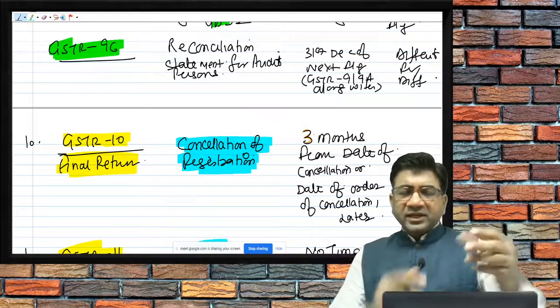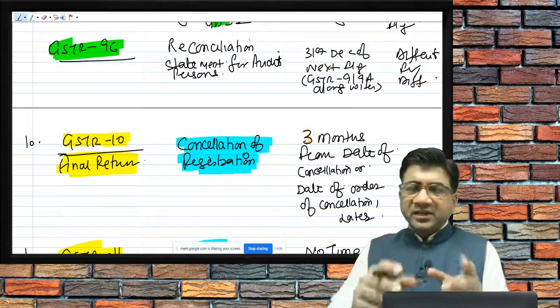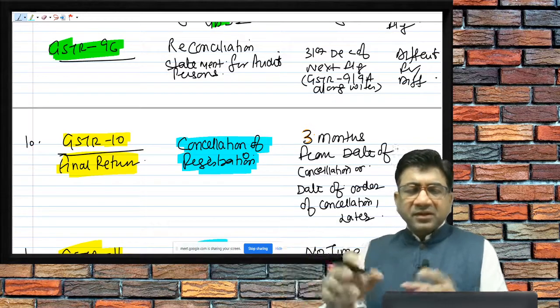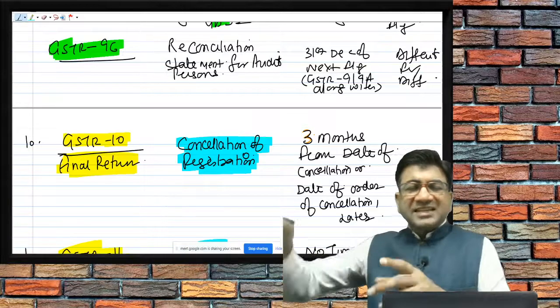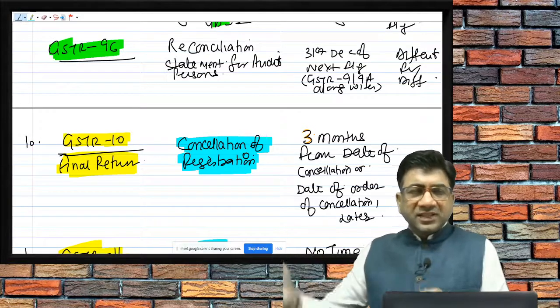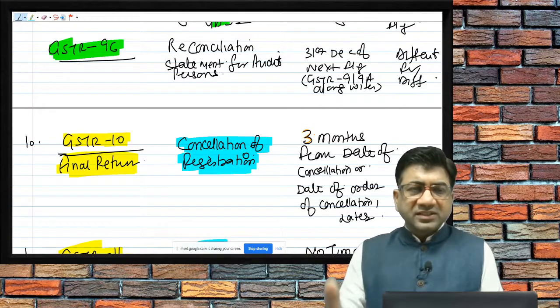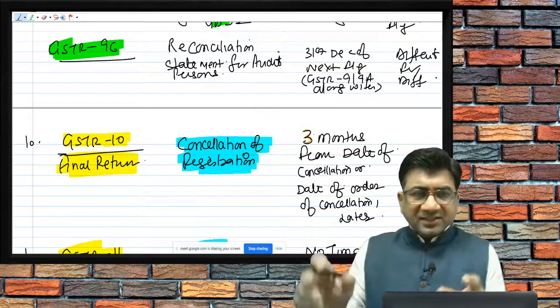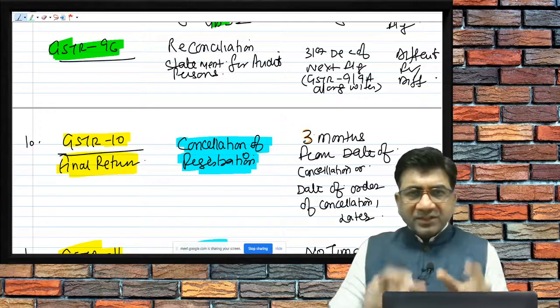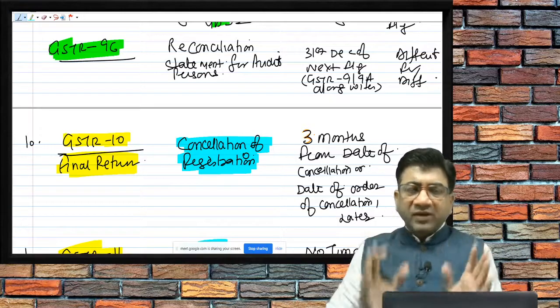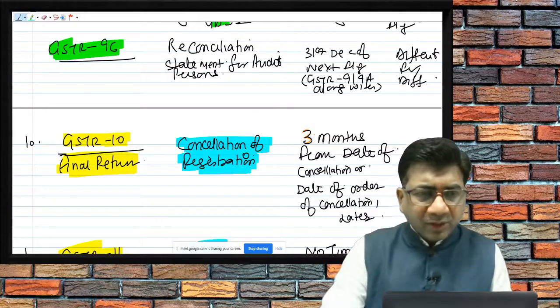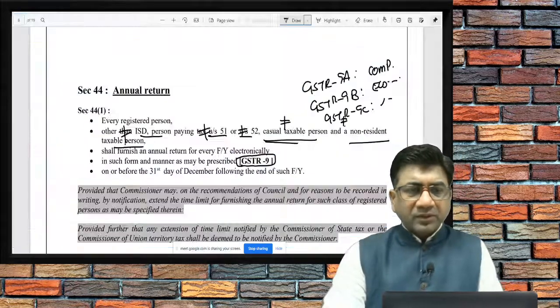कि composite dealer this plus this plus this, normal dealer GSTR 1 plus 3B है ना, plus GSTR 9 plus 9C for reconciliation statement. A CTP will file this. So not form wise, person wise, please make a table after the class is over. See, so I'm coming back to the chapter now.